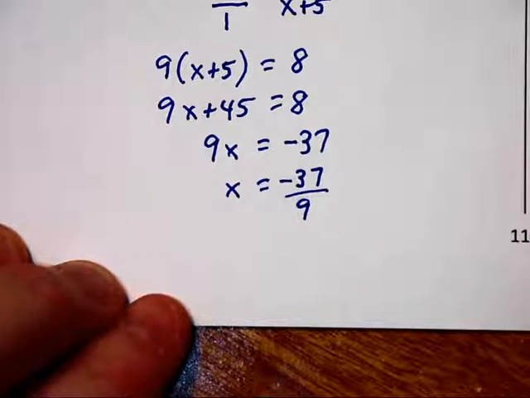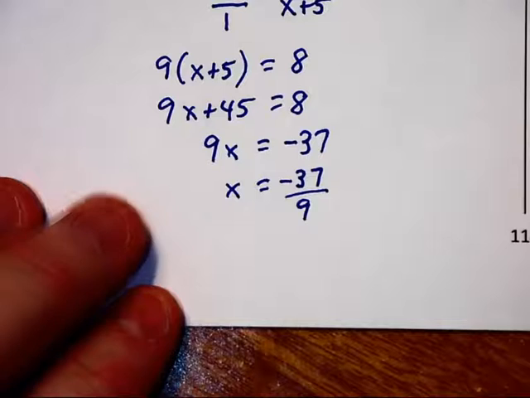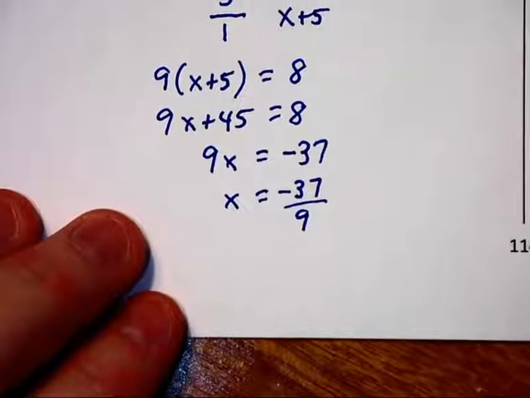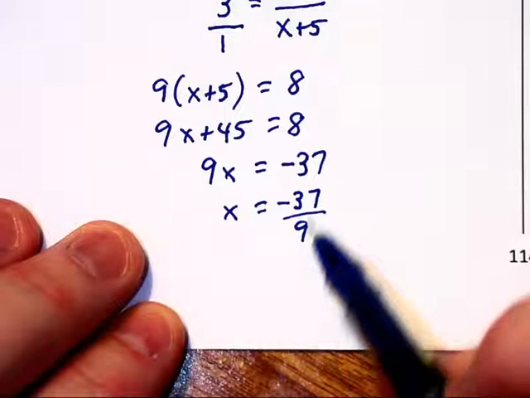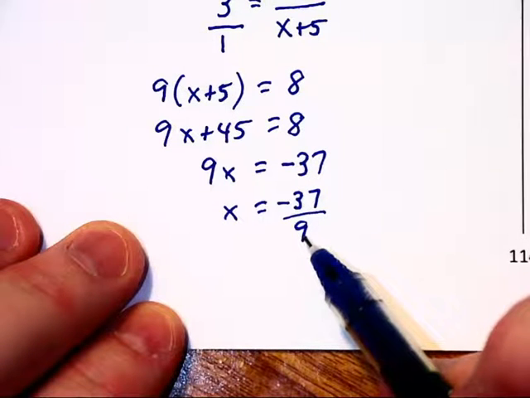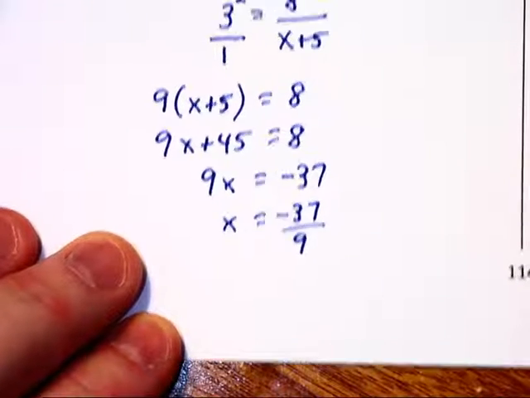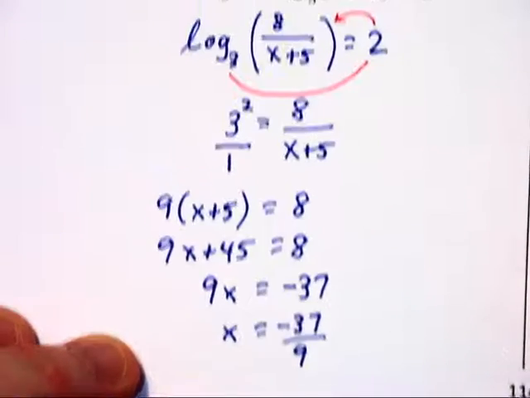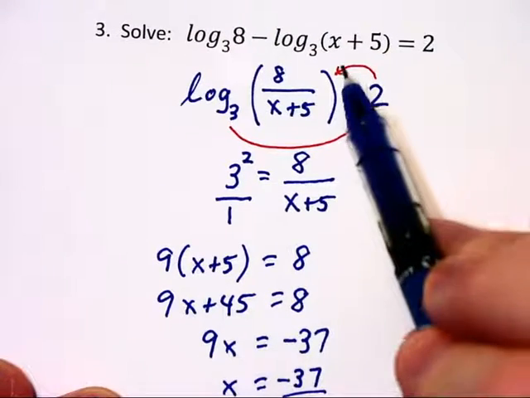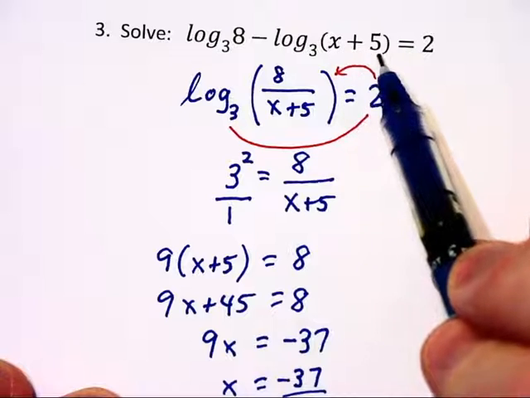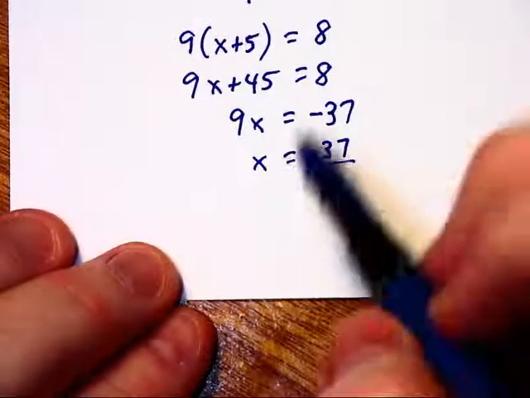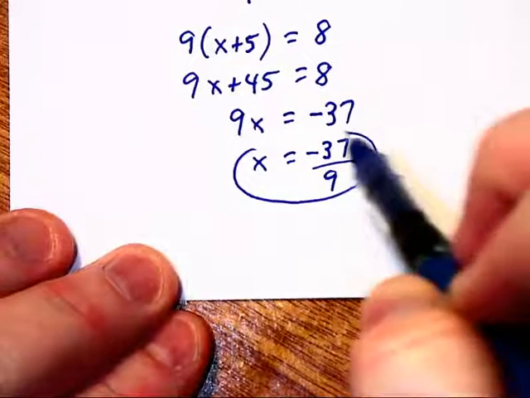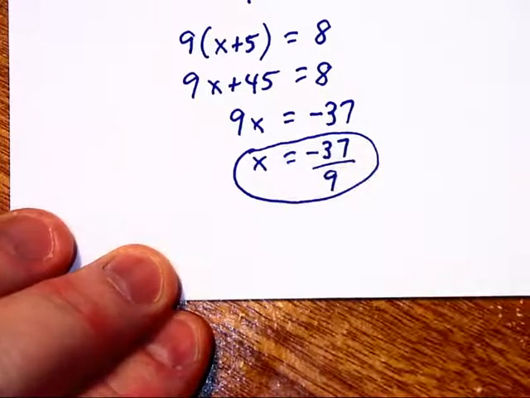Now, we don't cancel negative answers for the sake of negative answers. We need to substitute them back into the original problem and see if they will check. This is just a little bit smaller than negative 4. Call it negative 4.1. If we substitute it into the original problem for x, negative 4.1 plus 5 becomes positive, and we've got a positive argument. So yes, negative 37/9 is a valid solution.